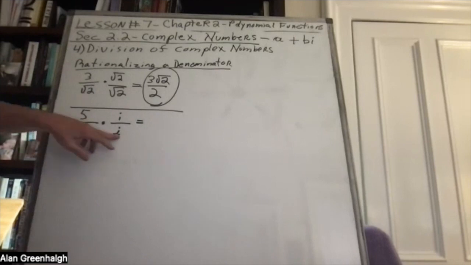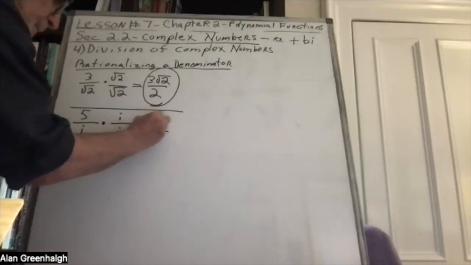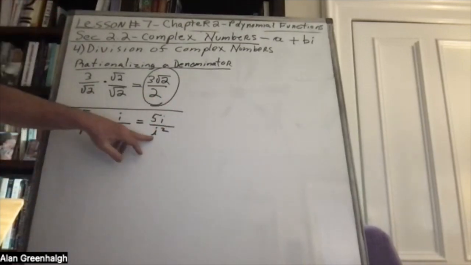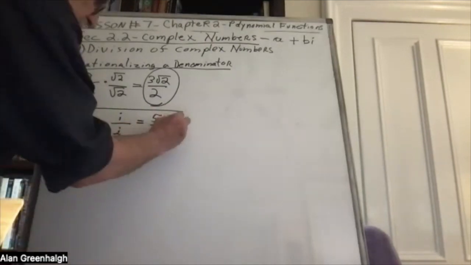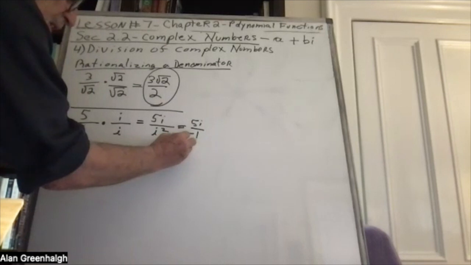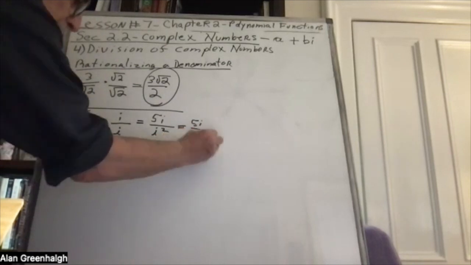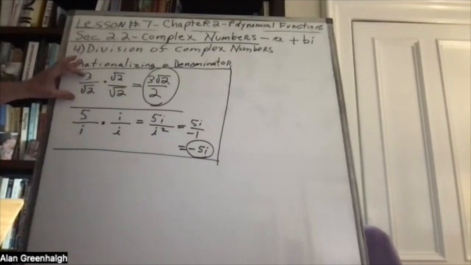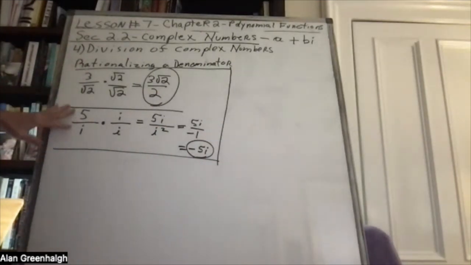We know that i times i is i squared, and the numerator is just going to be 5 times i. But we know that this i squared is equal to -1, and this becomes equal simply to -5i. This is called rationalizing the denominator, but there's no real word for unimagining. There's no way of putting it, so they simply call it division of imaginary numbers.